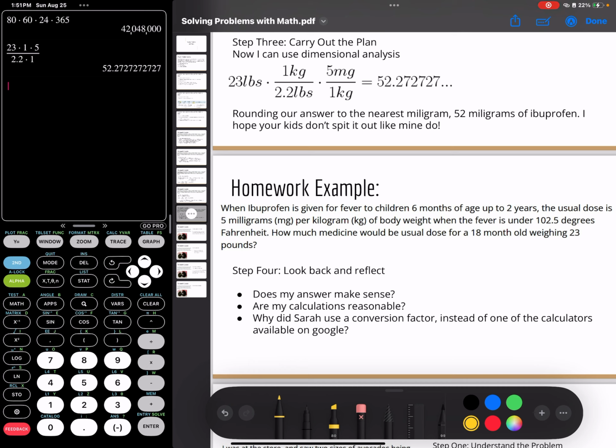One thing you might wonder if you looked this up on Google, why did I use a conversion factor instead of one of the calculators available on Google? There are calculators available on Google. In fact, you can even Google or ask Siri how many kilograms per pound and things like that. So why did I use a conversion factor instead? These are some questions that you might be curious about.